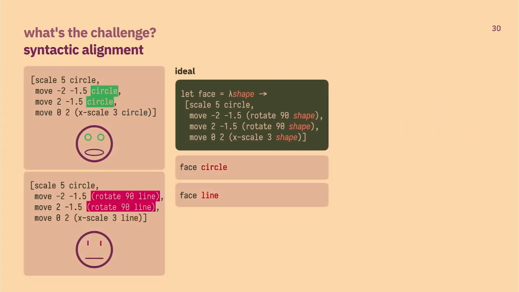And so the main issue here is this highlighted term. In the second input, we need to rotate our line by 90 degrees in order to get our desired eye shape. But in the first input, since circles look the same regardless of rotation, we don't have that rotate term in our program. There's no more shared syntactic structure here, and we're forced to introduce a new function parameter.